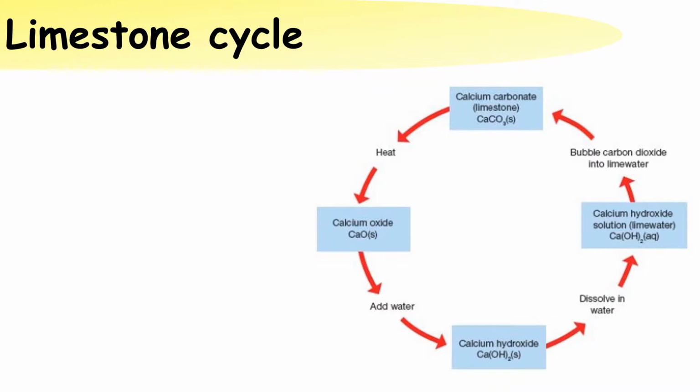If this calcium hydroxide is dissolved in excess water, it produces lime water, which can be used to detect carbon dioxide. And when carbon dioxide is bubbled through lime water, it turns back into calcium carbonate, which is why lime water gives a milky white colour when carbon dioxide is passed through it.